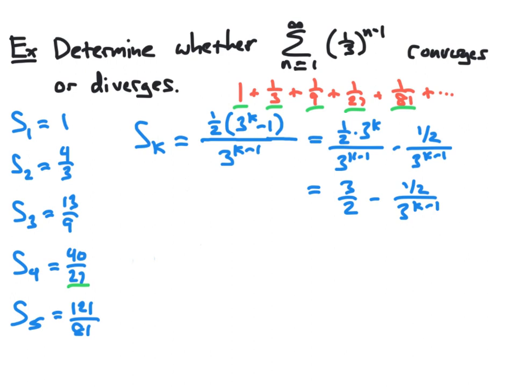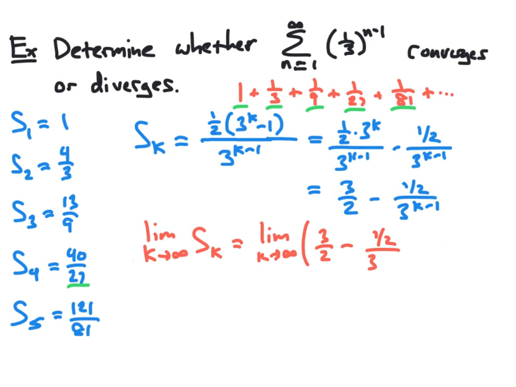And so if we want to compute the value of our series, we know that we want to compute the limit as k goes to infinity of our partial sum formula. So here, limit as k goes to infinity of s sub k. This means we want to compute the limit as k goes to infinity of this formula we just found, 3/2 minus 1/2 over 3 to the k minus 1. When we do this, the second term here will go to 0 because we have a constant over a larger and larger number. And so this limit will equal 3/2.